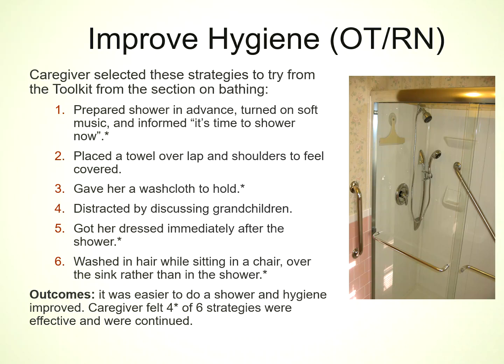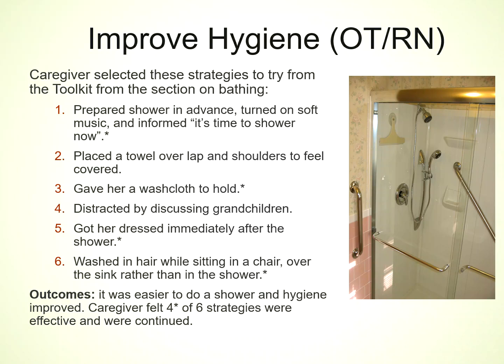To improve her hygiene, the caregiver selected these strategies to try from the toolkit. Preparing the shower in advance, turning on soft music, and informing her it's time to shower now. Placing a towel over her lap and shoulders to make her feel covered, and giving her a washcloth to hold, and distracting her by discussing her grandchildren.